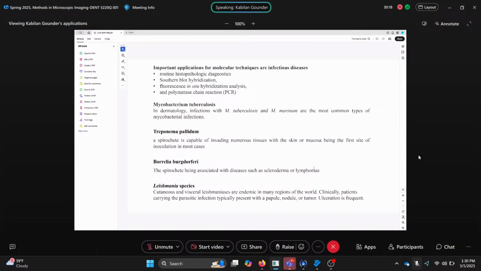Next is Borrelia burgdorferi. That is another pathogen of interest, a spirochete being associated with diseases such as scleroderma and lymphomas. And then the Leishmania species, that is cutaneous and visceral leishmaniasis, are endemic in many regions. Clinically, the patients carrying the parasitic infection typically present with a papule, nodule or tumor.